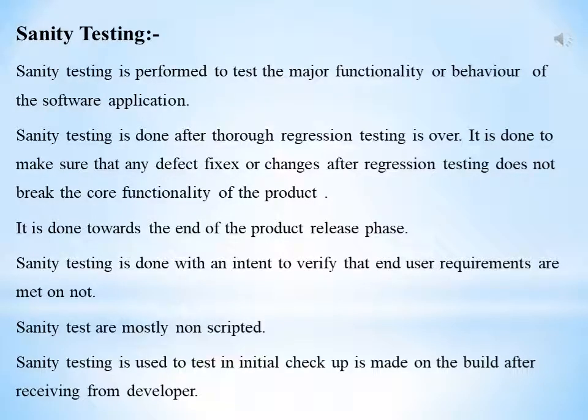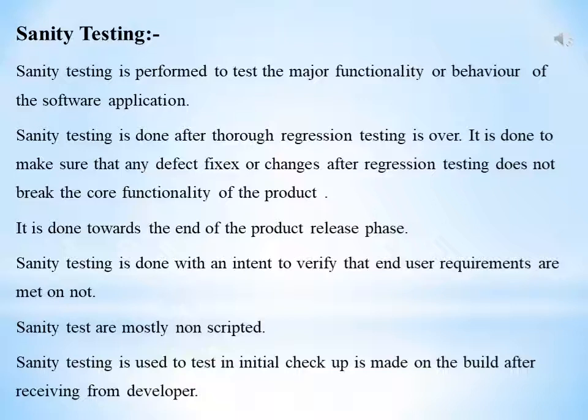Next is sanity testing. Sanity testing is performed to test the major functionality or behavior of the software application. When there are some minor issues with the software and a new build is obtained after fixing the issues, then instead of doing the complete regression testing, a sanity test is performed on that build. You can say that sanity testing is a subset of regression testing.